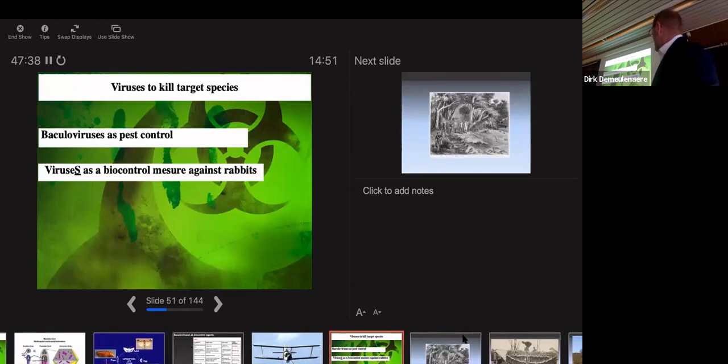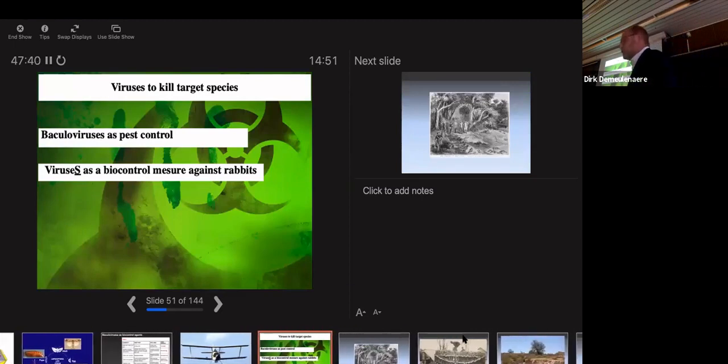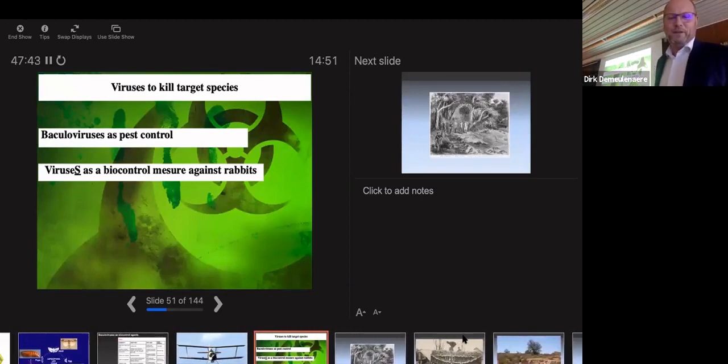Viruses as a biocontrol measure against rabbit. So again, I have nothing against Australia. Now you will see that I will charge them a little bit, but it's not their fault that some people do stupid things on their continent.